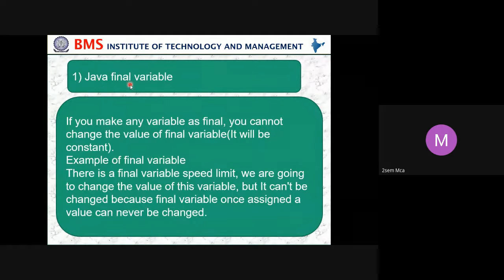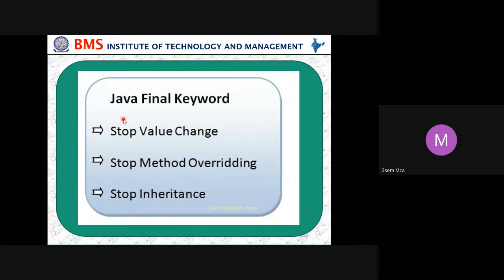So what is a Java final variable? If you make any variable final, you cannot change the value of the final variable. For example, there is a final variable speed limit. We are going to change the value of this variable, but it cannot be changed because once a final variable is assigned a value, it cannot be changed. So what are the properties we have to remember about the final keyword? Final will stop value changing, stop method overriding, and stop inheritance. These are the things we have to remember when we talk about the Java final keyword.